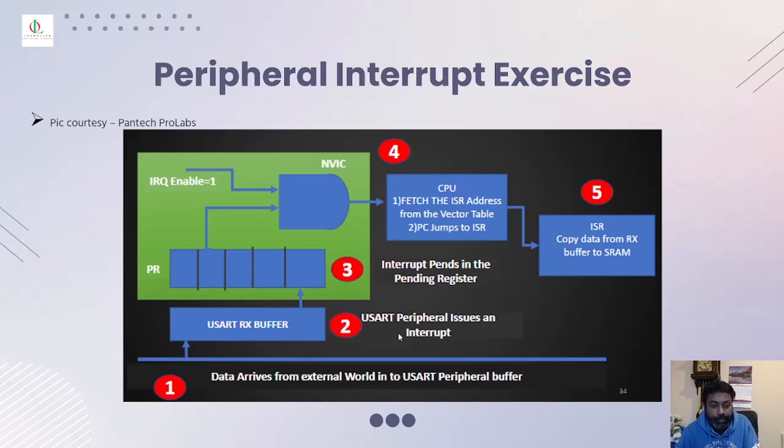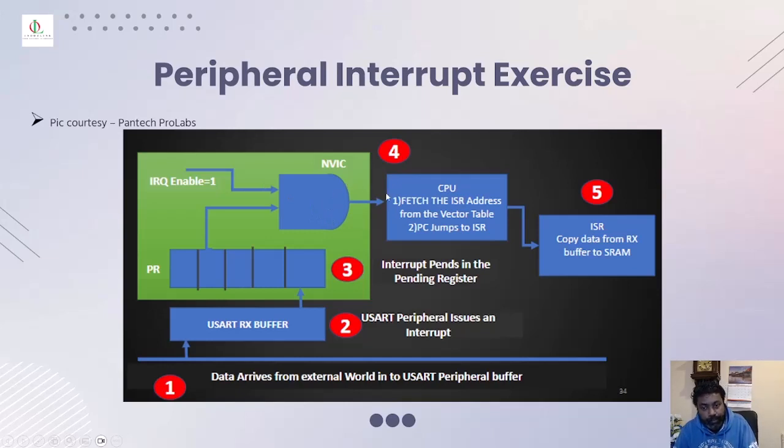So this is how the pending register gets updated in the NVIC. First, the data arrives from the external peripherals. It gets stored in the USART receiver buffer. This is where the peripheral issues an interrupt saying there is something coming up, and that is passed to the NVIC. Then that issue is sent to the PR register, the pending register, where a register value is formed, and this PR value with the IRQ enable set is combined and goes to the NVIC.